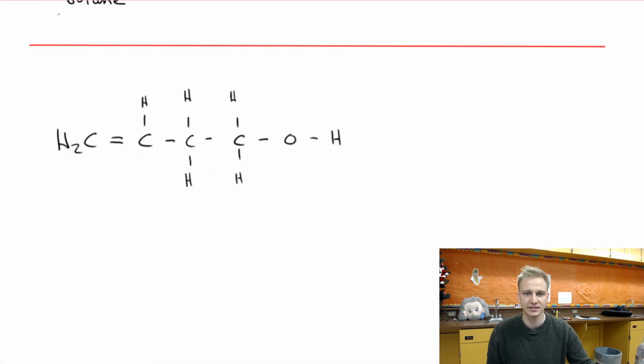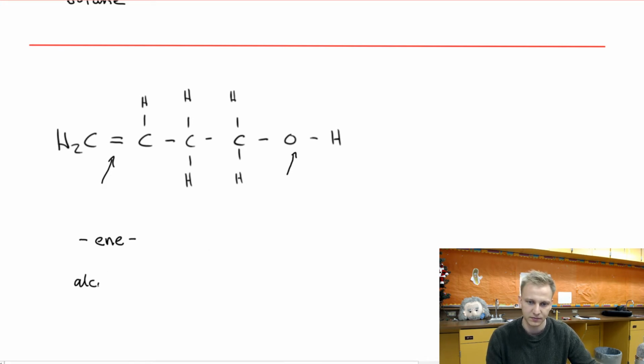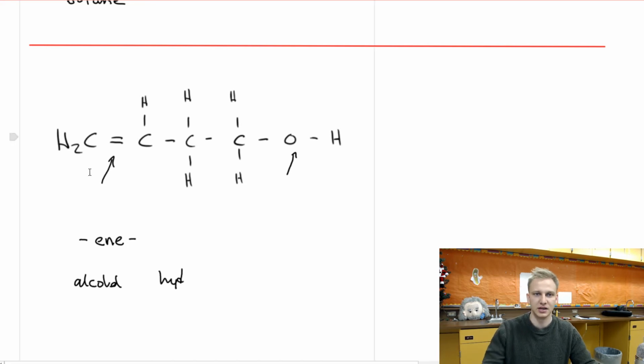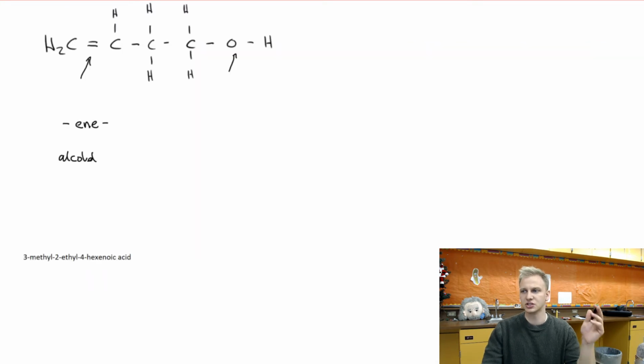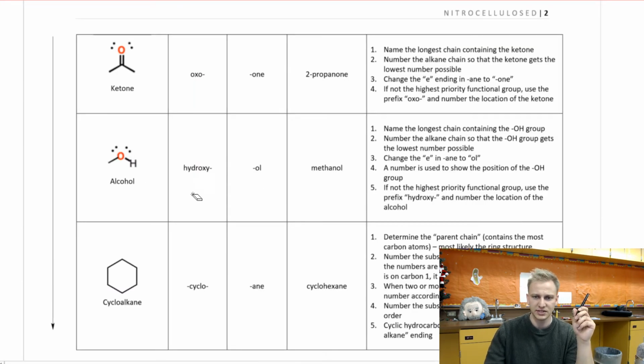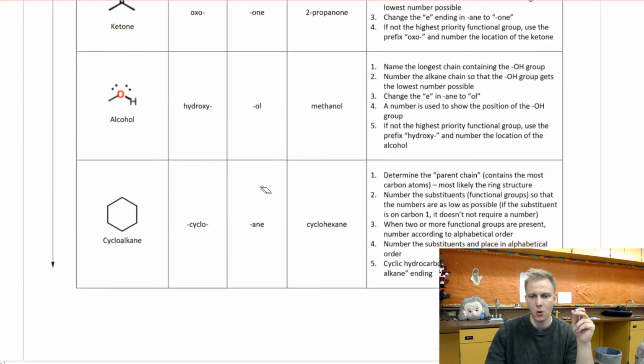And I can see that I have a couple different functional groups. I can see that I have this double bond, so I know that I have an ENE somewhere. And I can also see that I have an alcohol. So this alcohol will be either hydroxy or it will be the other ending for alcohol. So what we need to do is check our naming priority group. We see alcohol all the way up here with the OL ending.